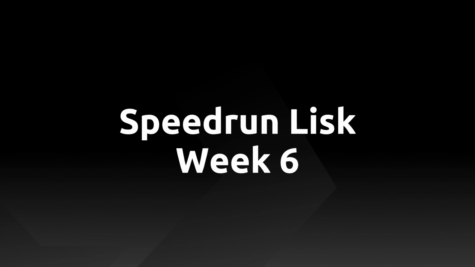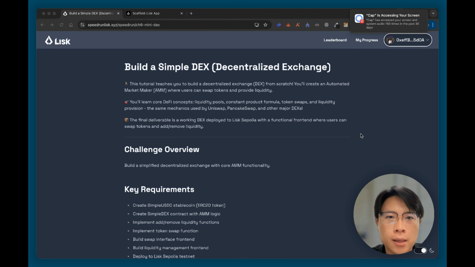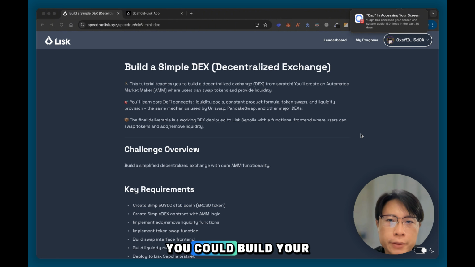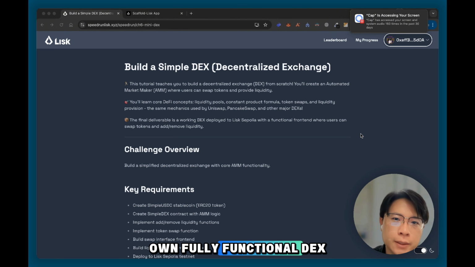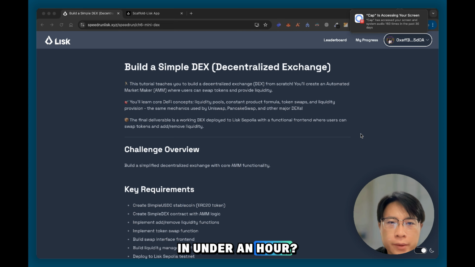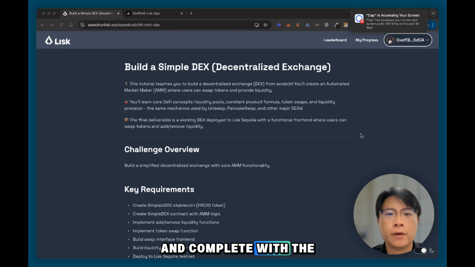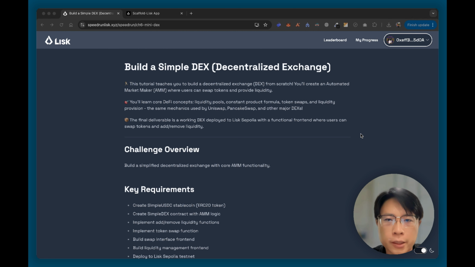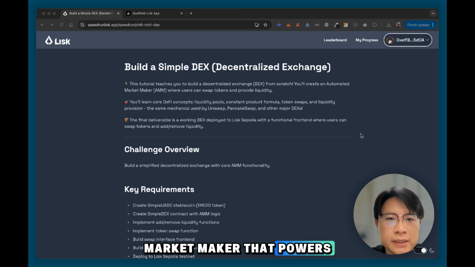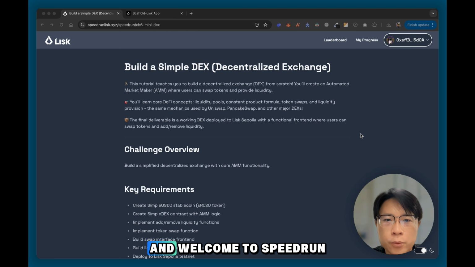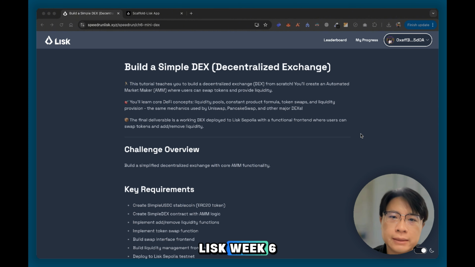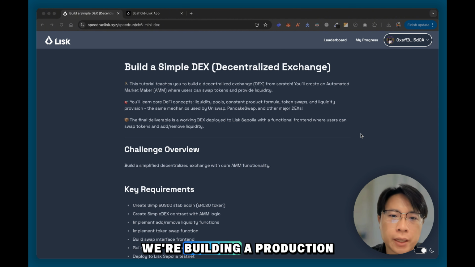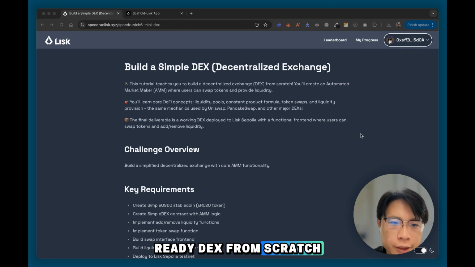Have you ever used Uniswap, PancakeSwap, or SushiSwap? And what if I told you that you could build your own fully functional DEX in under an hour, complete with token swaps, liquidity pools, and the same automated market maker that powers DeFi trading? Welcome to Speedrun Lisk week 6, and today we're building a production-ready DEX from scratch.